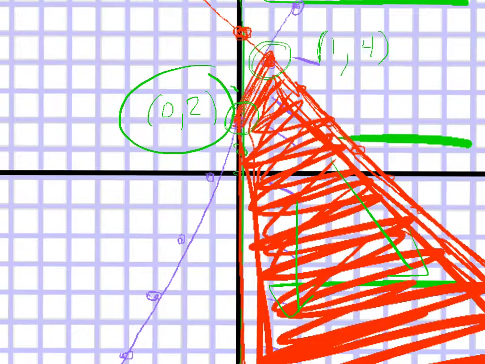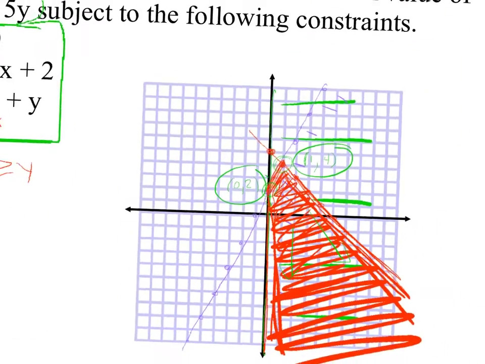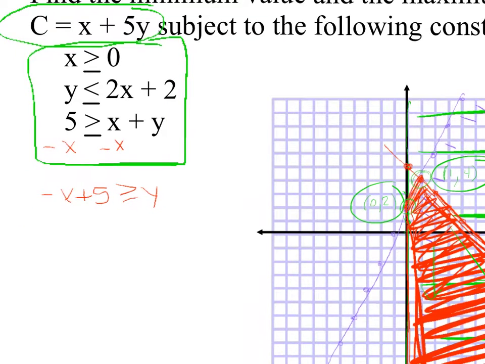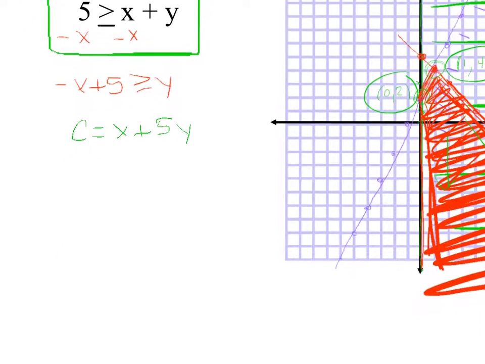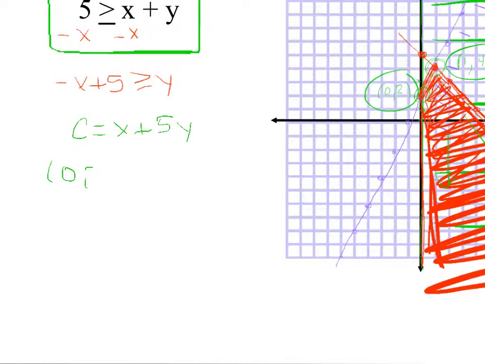So for these 2 points here, I'm going to take those and plug them into that C equals equation. And let's see what happens if I do that. Okay, so we can make this smaller again. Now our objective function was C equals x plus 5y. We have 2 points that we're going to try out. We are going to try out (0, 2), and we're going to try out (1, 4). So I'm going to take both of those and plug them in for x and y. So in our first one, we're going to get C equals 0 plus 5 times 2, which gives me 0 plus 10, which is 10.